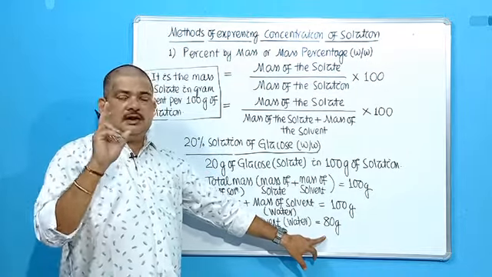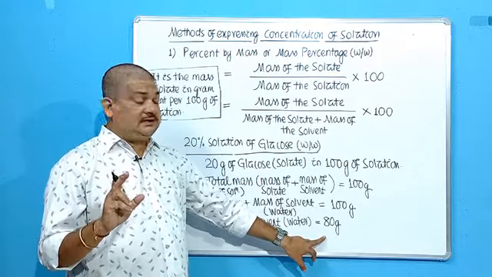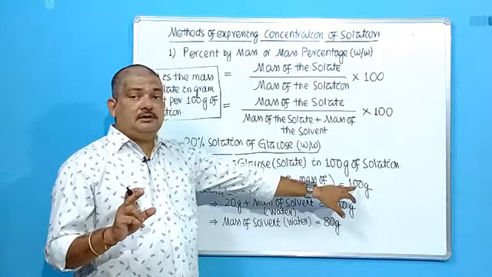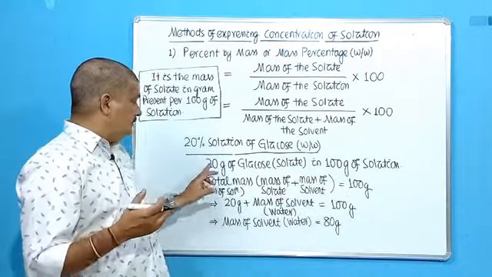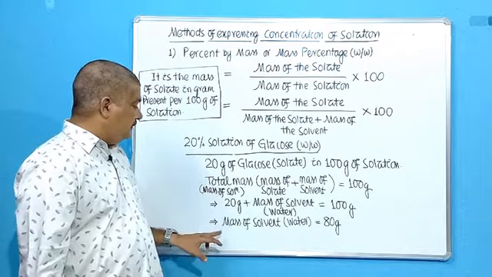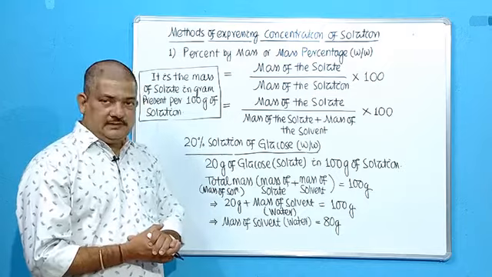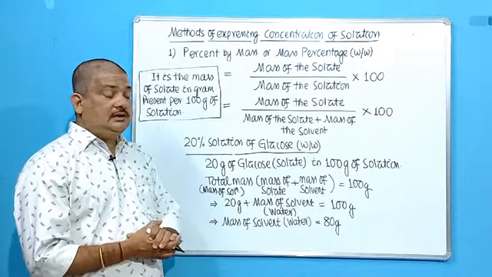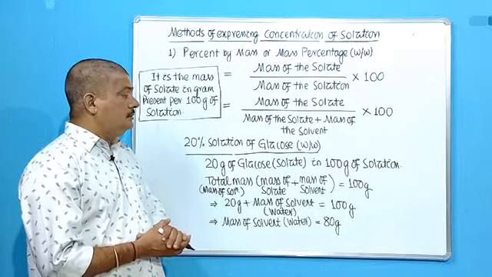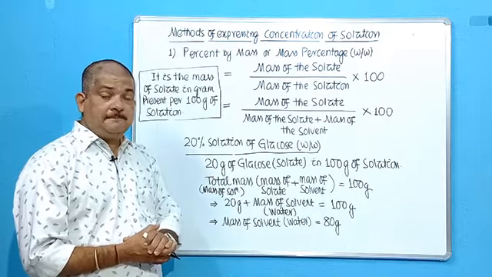Glucose is the solute and water is the solvent. Together they will give the solution. So we have to add 20 gram of glucose, that is the solute, to 80 gram of solvent, that is water, so that 20% solution of glucose is formed.